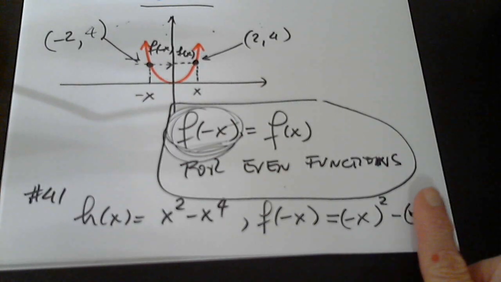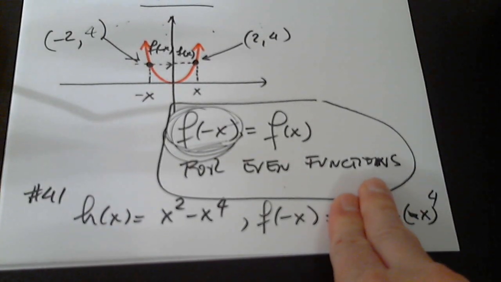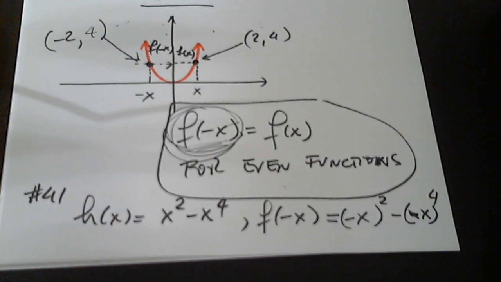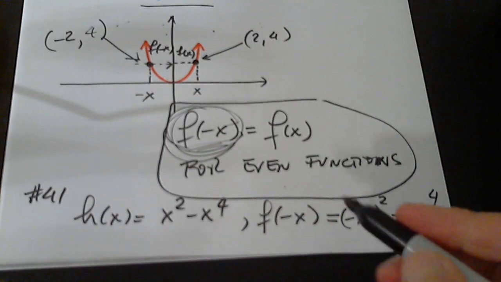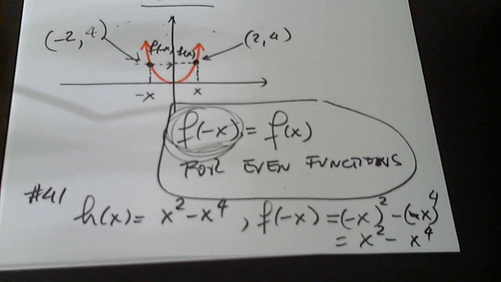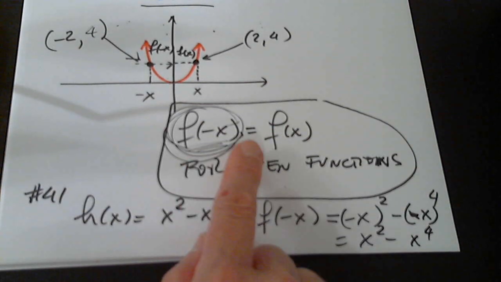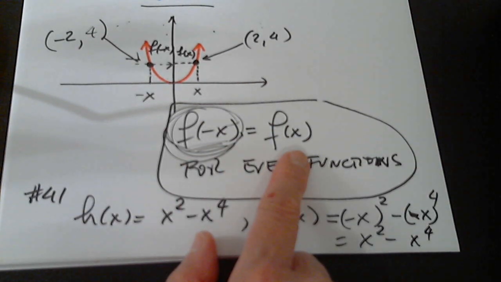The even power is always positive. So there is no change. So this is the same as x squared minus x to the fourth because the powers are even. Since these two are equal, f of negative x is identical to the original function.